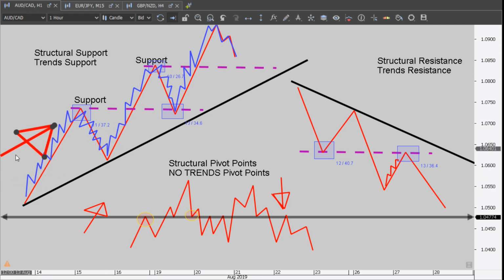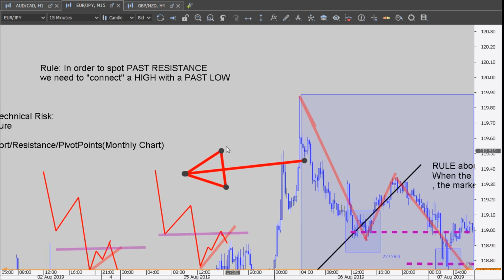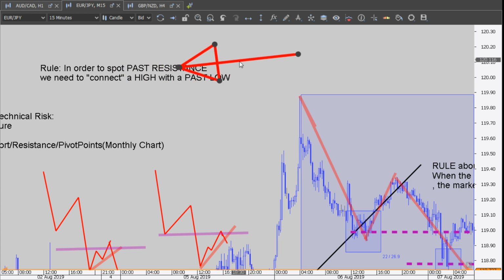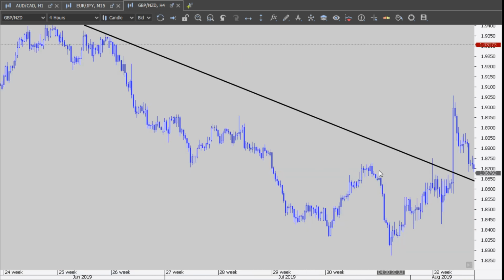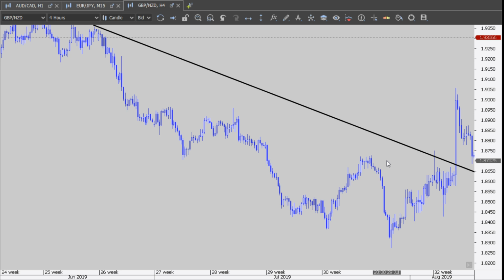In an uptrend, we are looking to connect a low with the past high. The same, just in the opposite direction. So in a downtrend, in order to spot past support, we need to connect a low with the past high. Okay, this is for the uptrend. And we are here right now. Okay, this is the trend line.